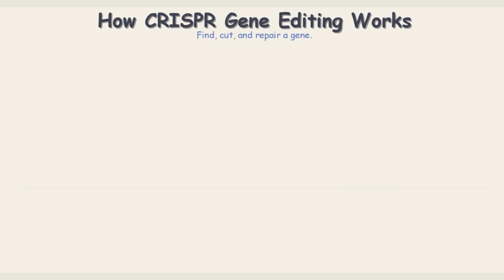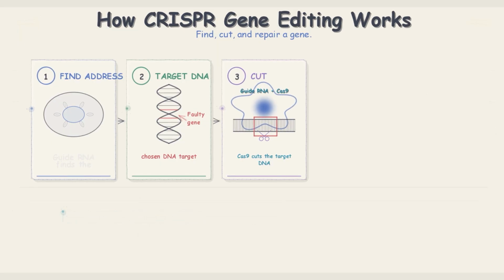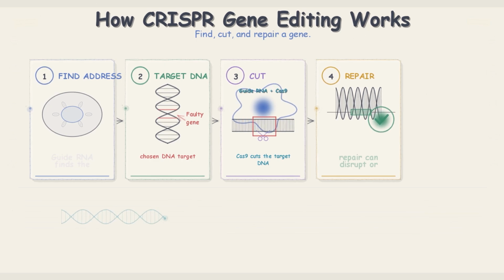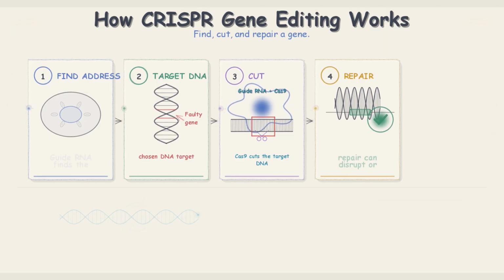The whole idea can be remembered in 3 words: find, cut, repair. Guide RNA finds the address. Cas9 cuts the target DNA. The cell repairs the break, sometimes disrupting and sometimes correcting the gene.